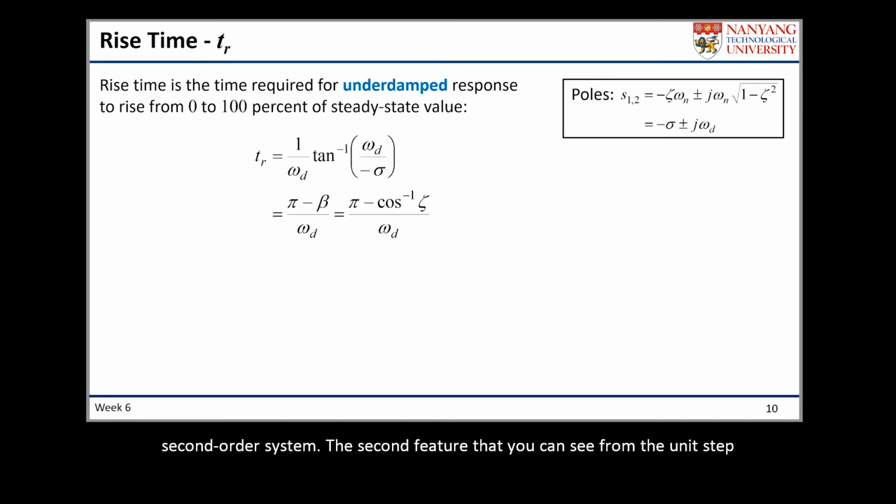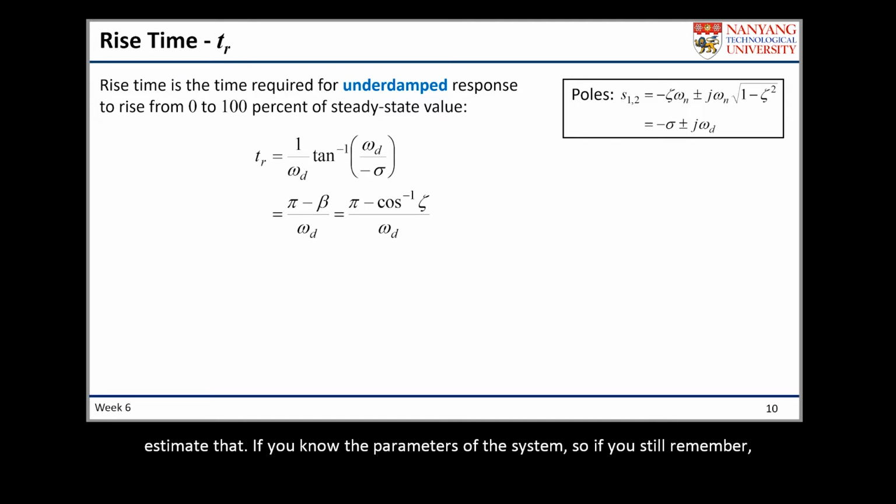The second feature that you can see from the unit step response of an underdamped second order system is rise time. By definition, rise time is the time required for an underdamped system to rise from 0 to 100% of the steady state value. So it's the time required by the system to reach the steady state value for the first time. There is a direct formula to estimate that if you know the parameters of the system.